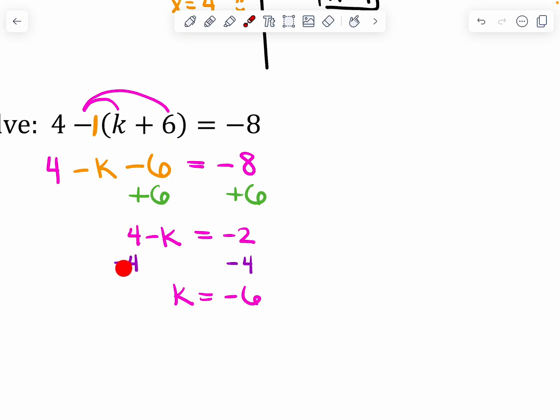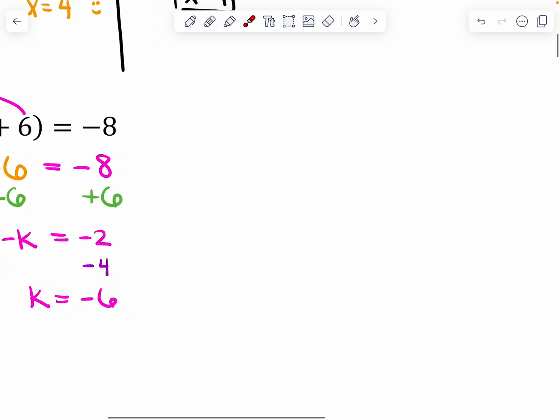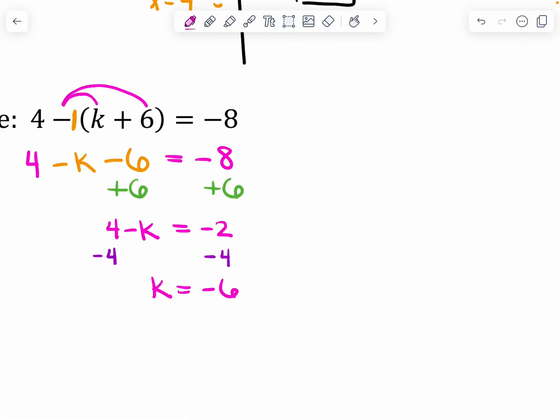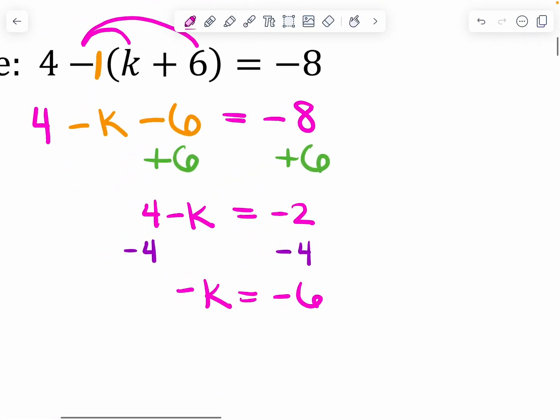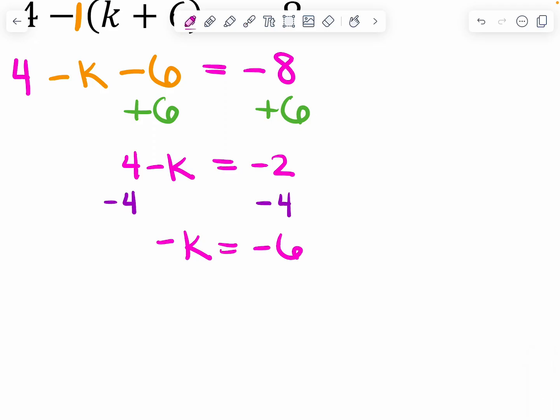4 minus 4. But if I cover that up, what's really left over there is a minus k, and you can't leave that minus sign out. So it comes along for the ride. And now it's the same kind of thing. K isn't by itself. It's got that minus sign. But remember, there's a number that's hanging out there. So again, just like we had here, when there's a number that's not there and it's supposed to be there, you can think about it as a -1.